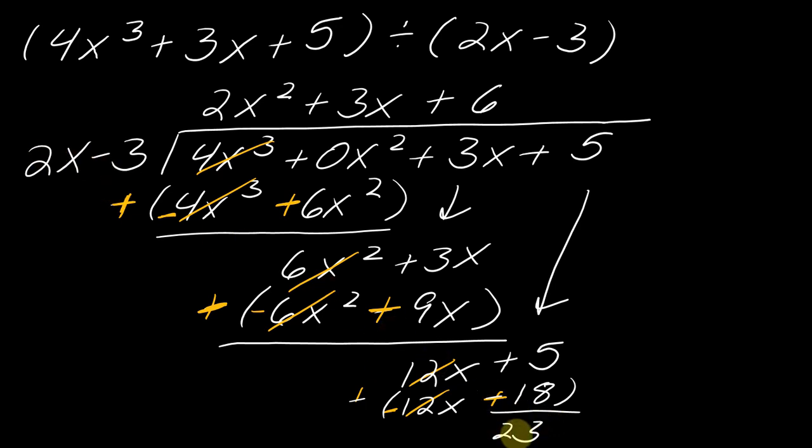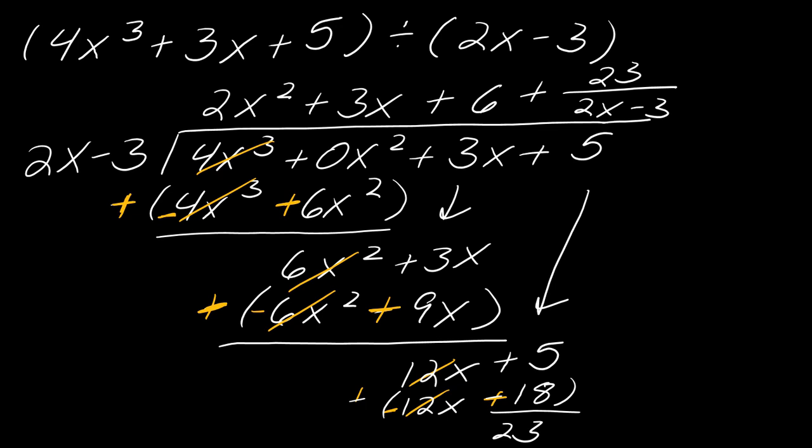So this is a remainder, and this is the other situation that can happen. So whatever sign your remainder has is what you're going to put into the equation. So this is positive, so I'm going to add my remainder. If this were a negative remainder, then I would subtract my remainder. So 23, and then I'm going to put it over the divisor. So here's the final answer. So I've got 2x squared plus 3x plus 6 plus 23 over 2x minus 3.